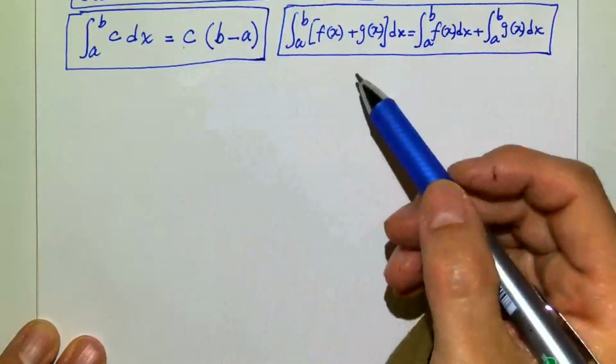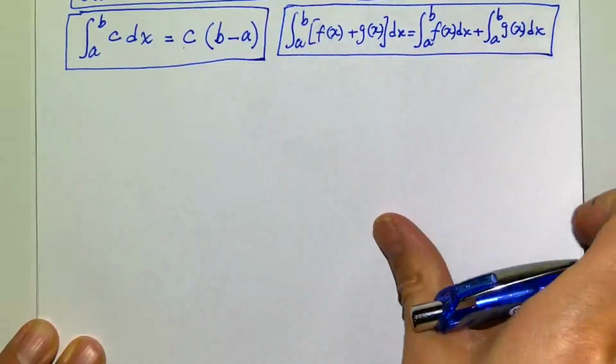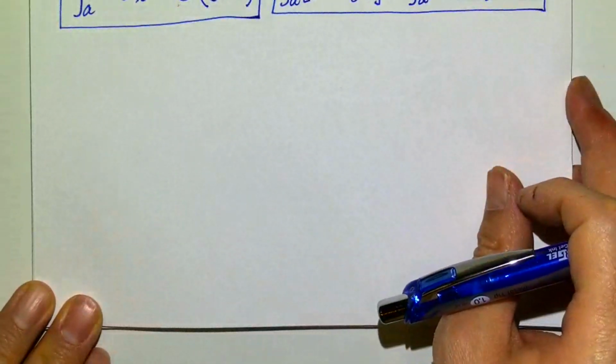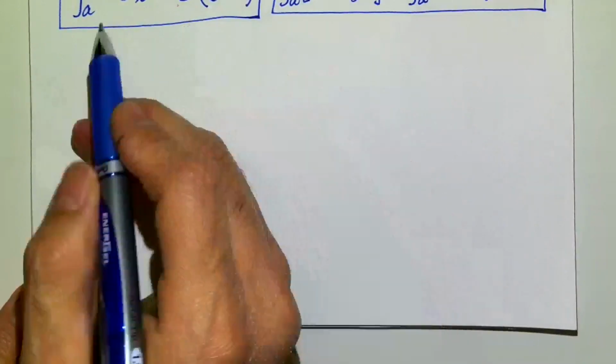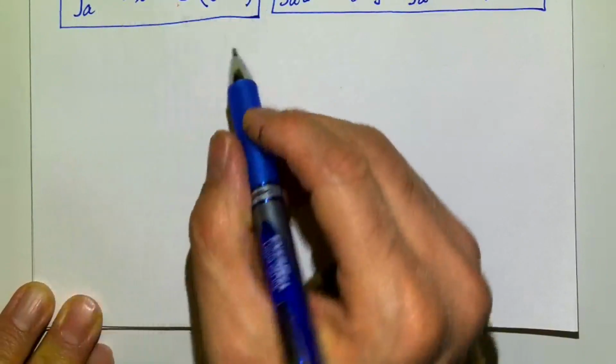You can go backwards too. You can go from this side to that side, or from that side to this side. Okay. Another property that we should mention is that if you have a constant, the next property is kind of connected to this. They're very closely connected.